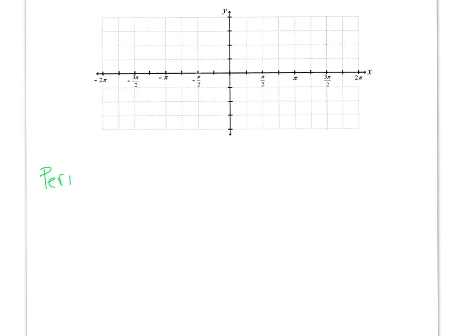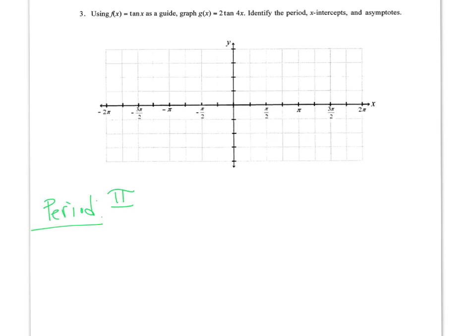So the period is calculated by doing pi divided by the absolute value of b, and our value of b is 4, so pi over 4. That means one cycle of the graph occurs during a pi over 4 unit. Now calculating the x-intercepts. The formula for this is pi times n divided by the absolute value of b, so over 4.